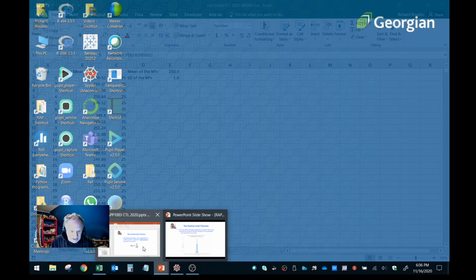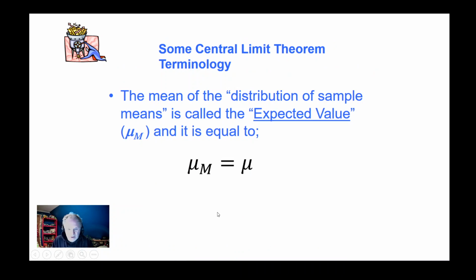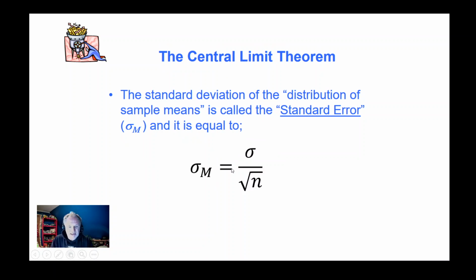Let's go back to my slide here. So the expected value for the distribution of sample means, referred to as the expected value, mu m, is equal to the mean from the population of individuals, mu. So right here is the mean for the population of individuals. This is the mean for that 200,000 sample means. Right? Makes sense.